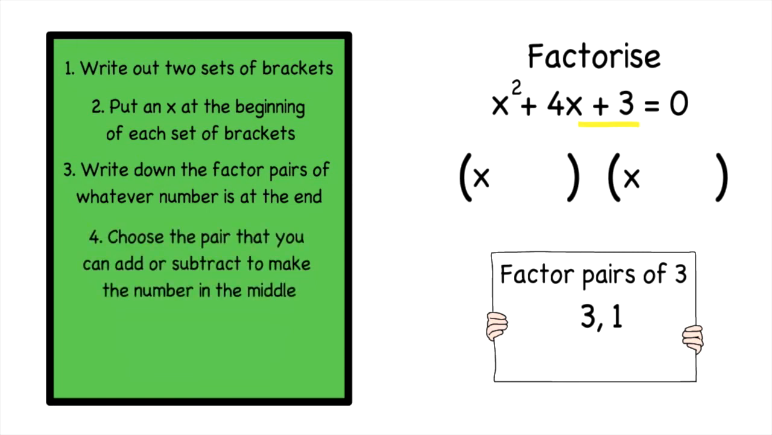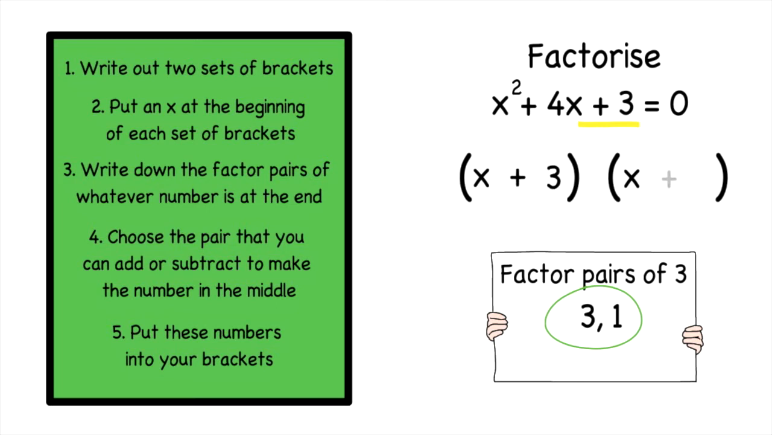Next, you need to choose the pair that you can add or subtract to make the number in the middle. Again, we are lucky here because we only have one pair to choose from, 3 and 1, and if we add them together they do make 4, which is our number in the middle. Then, to finish off, all you need to do is put your numbers into the brackets next to your x plus.